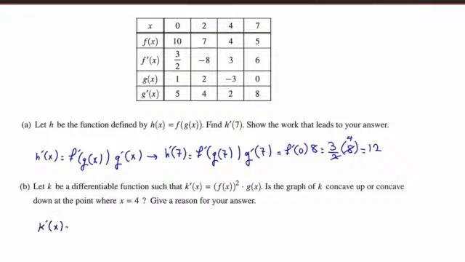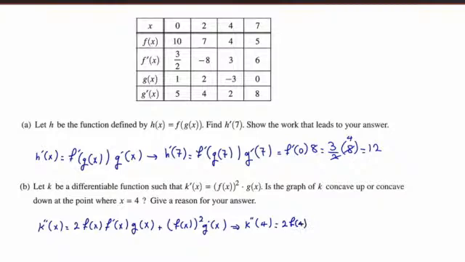We know k prime of x equal to f of x squared times g of x. We use the product rule and find k double prime of x equal to 2 f of x times f prime of x times g of x plus f of x squared times g prime of x. Now we can conclude k double prime of 4 equal to 2 f of 4, f prime of 4, g of 4 plus f of 4 squared g prime of 4.